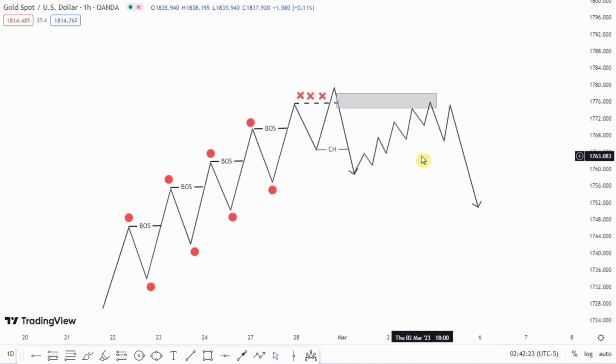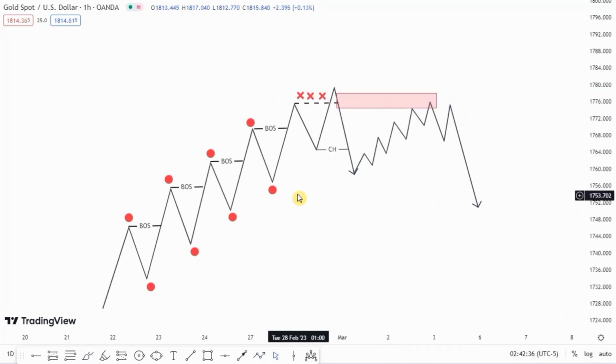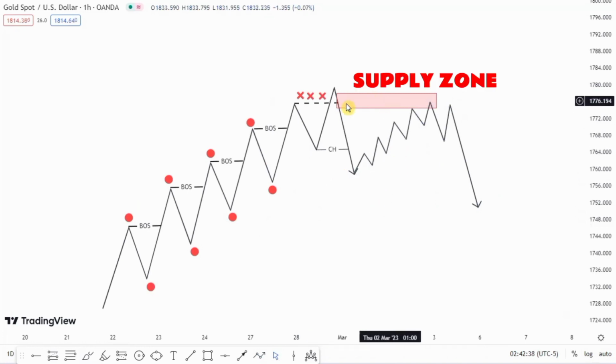But here I'm showing you what actually works, and I'm going to be showing you live trades which I took with these same examples, and it actually worked perfectly well. So now you see this area is our supply zone. Let me just go ahead and change that to our supply zone. All right, so we have a supply zone which is clearly marked out.